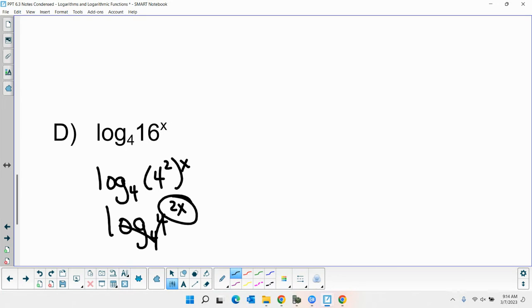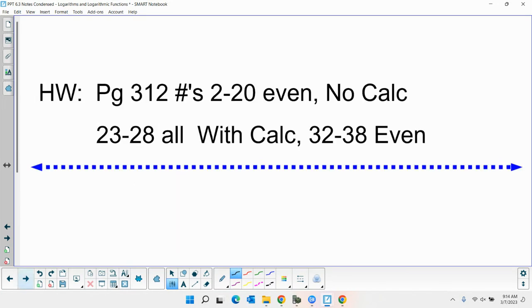All right. Your practice is right there. So 20 to 22 even, don't use the calculator. Do like we did. 23 to 28 is this log and natural log. Hit the button and do it. And then 32 to 38 even is the last ones we did.